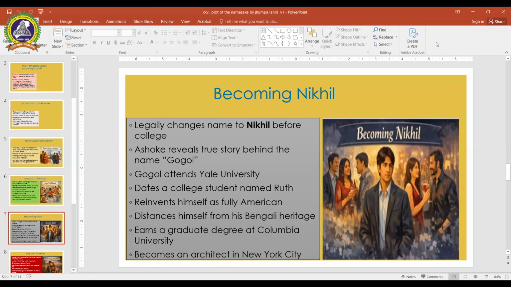At Yale University, he dates a student, Ruth, but their relationship ends before graduation. During his college, Gogol often visits his family in Boston. On one visit, his father Ashok Ganguly finally tells Gogol the story of the terrible train accident and how he survived the train accident, and he explains why he named him Gogol after the famous Russian writer Nikolai Gogol. After finishing college, Gogol earns a graduate degree at Columbia University, and then he becomes an architect in New York City.